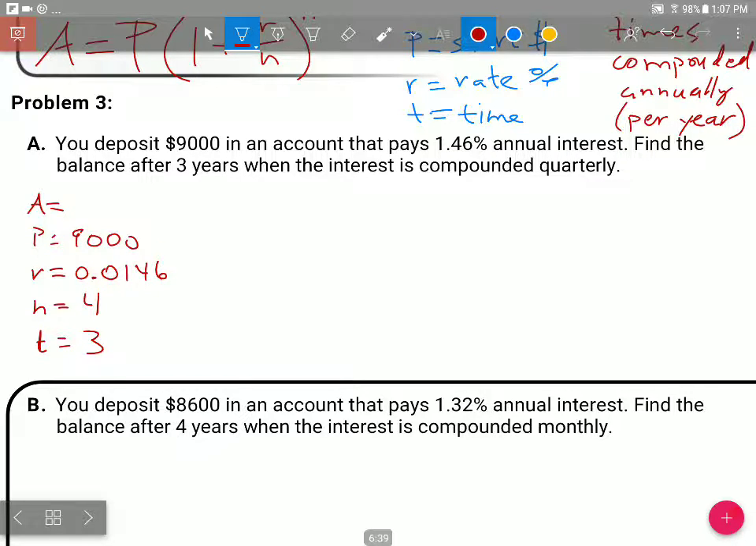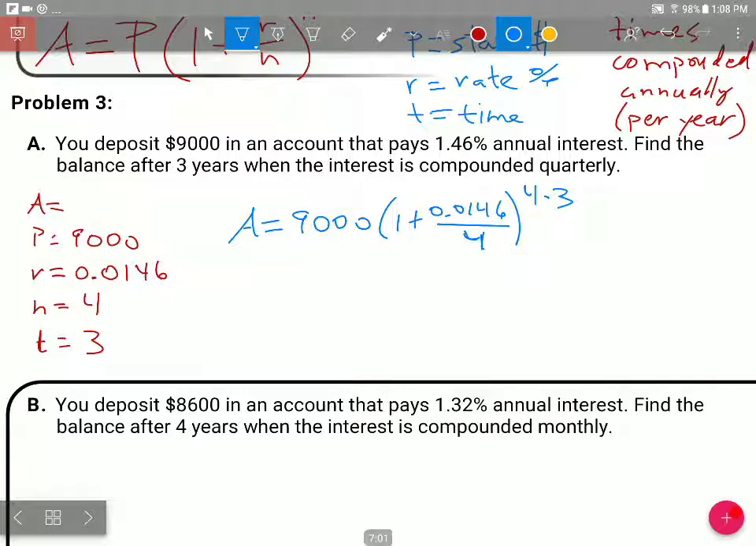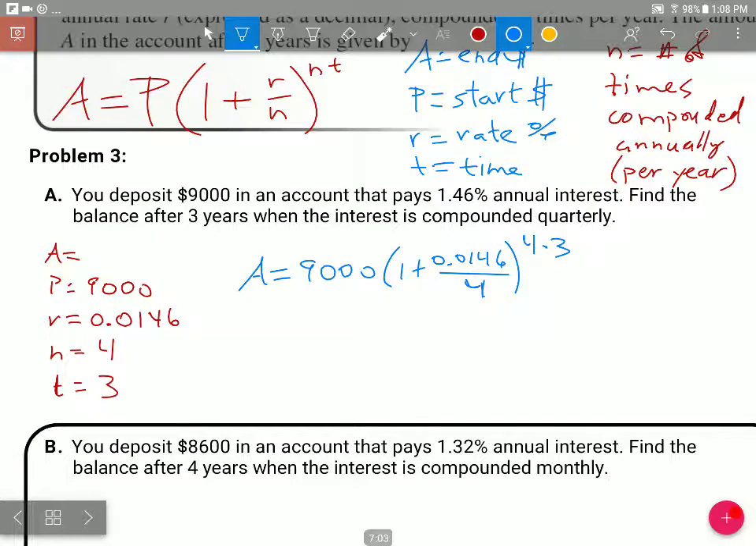Anyways, so here we go. Let's fill out the equation. We don't know A, so A. Your P value, okay, 9,000. Parentheses, 1 plus. And it says R. Well, R is 0.0146. Divided by N, well, that's 4. To the power of NT, so that's 4 times 3. And I'll slide that down so you can see the equation. I basically just filled that in.